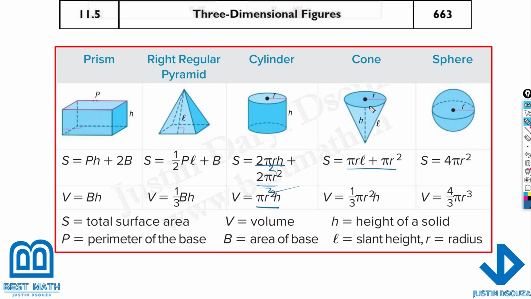Now remember, here it's not the vertical height, it's the slant L value we deal with. And then pi r squared, the 2 is gone. Same thing here, 1/3 for the volume. And lastly, the sphere.